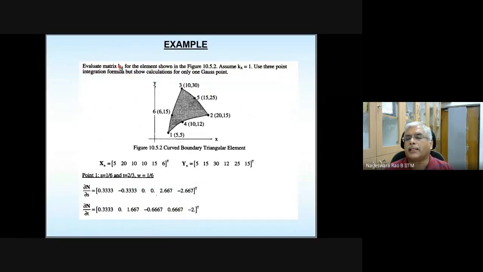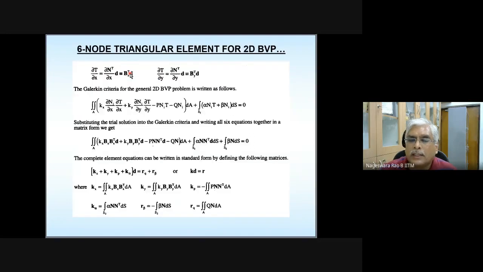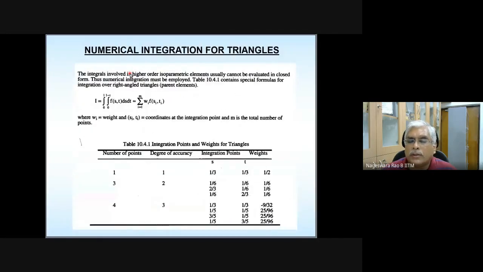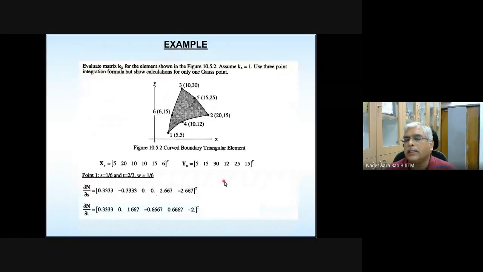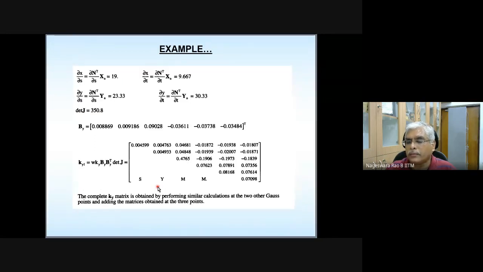Evaluate matrix Kx using 3-point integration. Please note that for triangular element, it's not going to be 2 by 2 or 3 by 3, something like that. 3-point integration means you need to pick 3 points, corresponding integration points, corresponding weights. So this assembly of this K matrix, Kx, is illustrated here by taking 3 points. You go through it. So this is area integral.